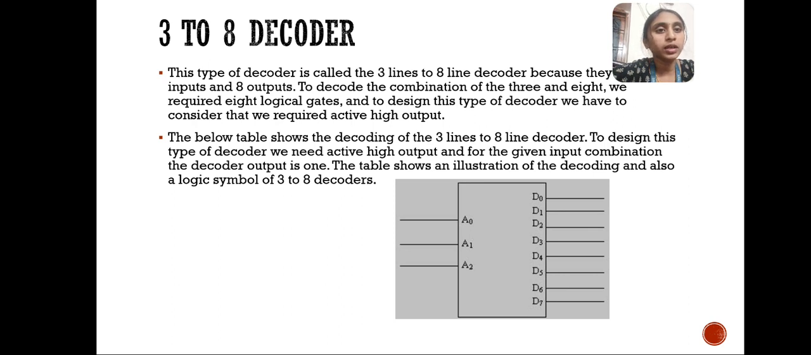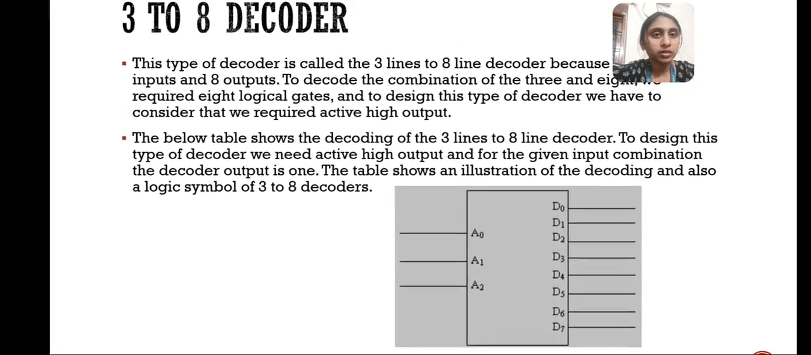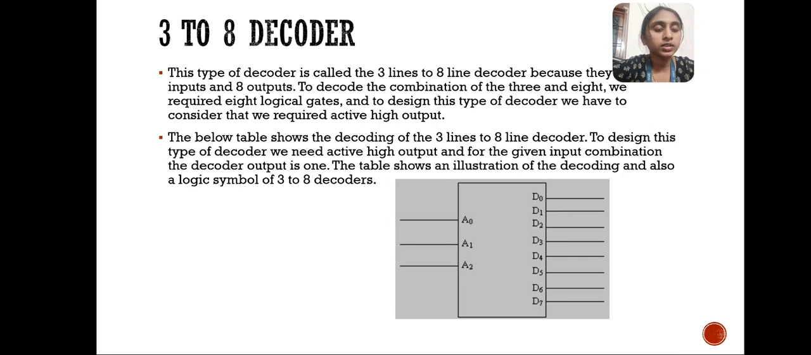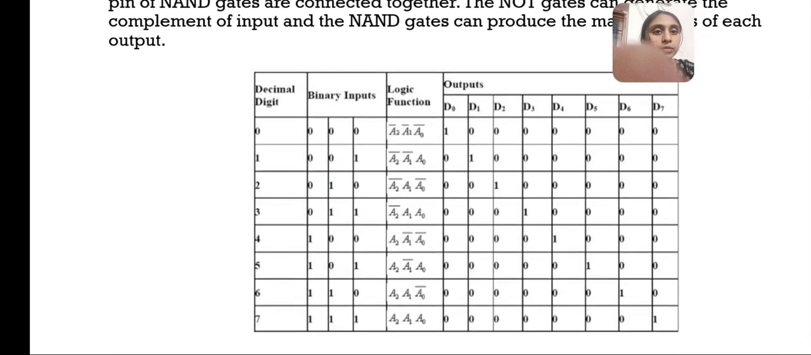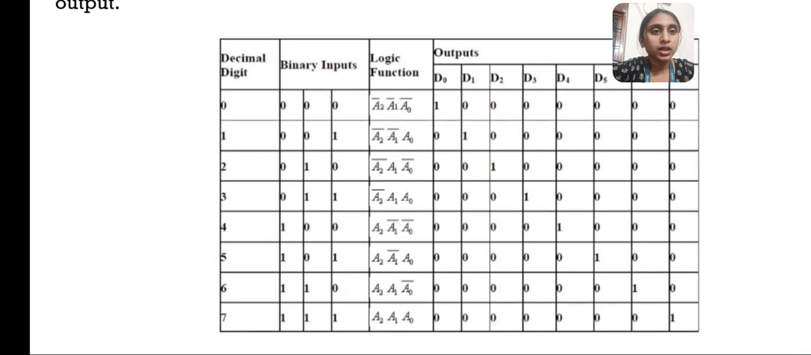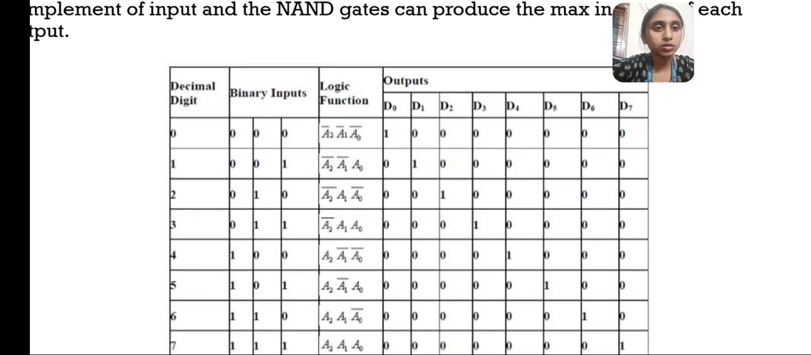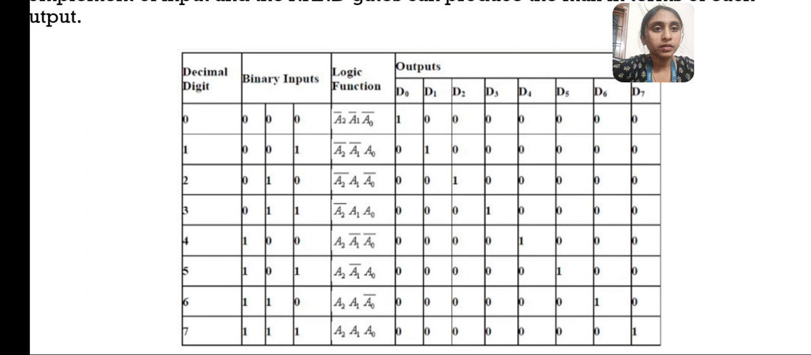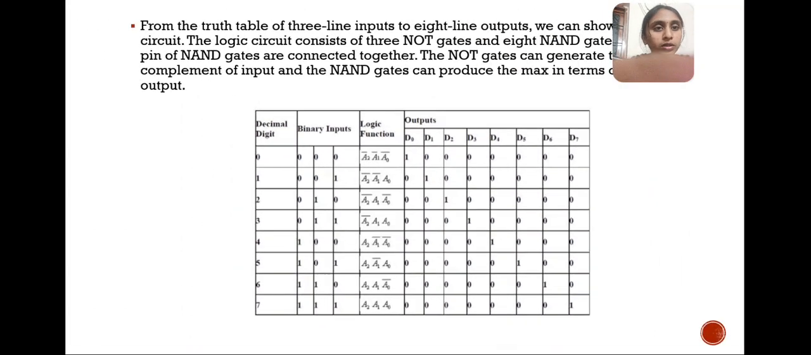The below shows the decoding of a 3 lines to 8 lines decoder. To design this type of decoder we need active high outputs, and for the given input combination the decoder output is 1. The tabular form is created in this way. Here we have a 3 to 8 decoder with 3 inputs A0, A1 and A2, and 8 outputs D0 to D7. In the truth table, if all the inputs are zeros, then D0 is 1, and if A0 is 1, then we get D1 as 1. In this way the truth table is derived.